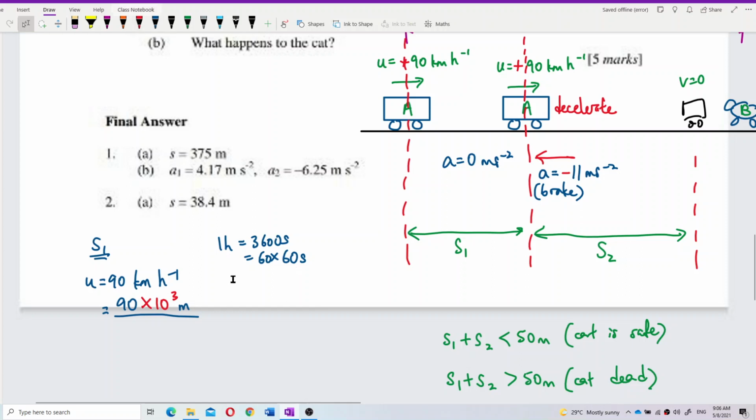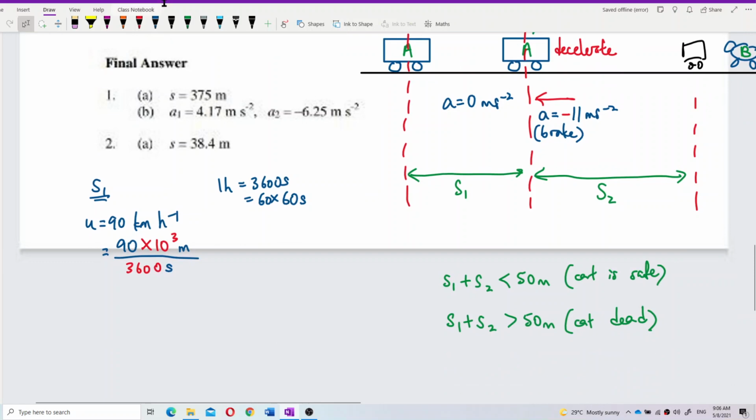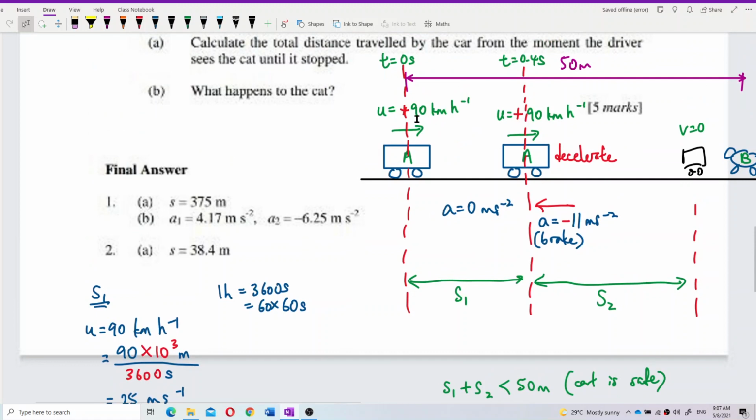So we change the per 1 hour to 3,600 seconds, because 1 hour is 3,600 seconds. So let's calculate what's the answer, in meter per second. Okay, so I got the answer. It is 25 meter per second. That's the velocity, 25 meter per second.